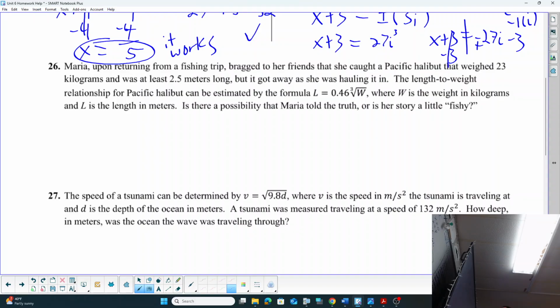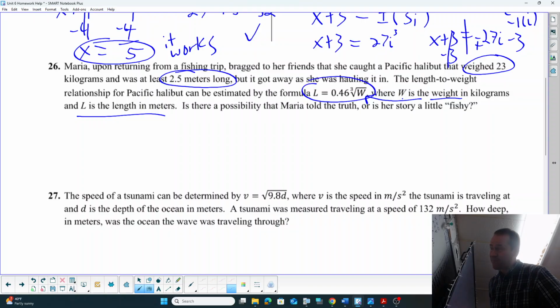Okay, Maria, upon returning from a fishing trip, was bragging about her fish. So she bragged to her friends she caught a fish that weighed 23 kilograms, and at least 2.5 meters long. But it got away, and she was hauling it in. The length to weight relationship can be estimated by this formula here, where W is the weight and L is the length in meters. So is there a possibility Maria told the truth, or is her story a little fishy?